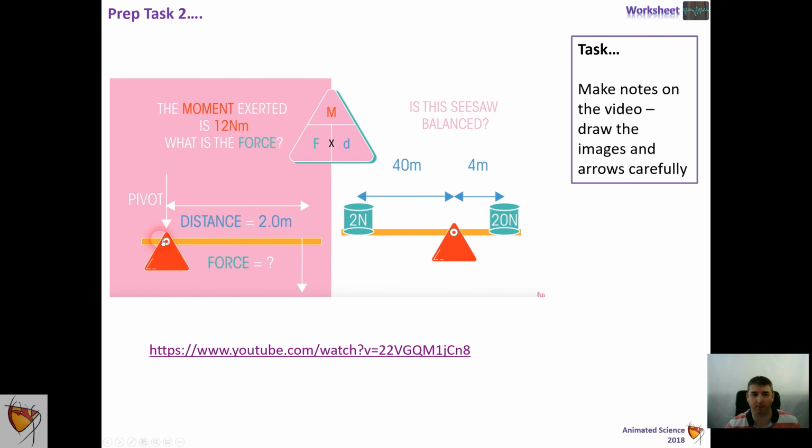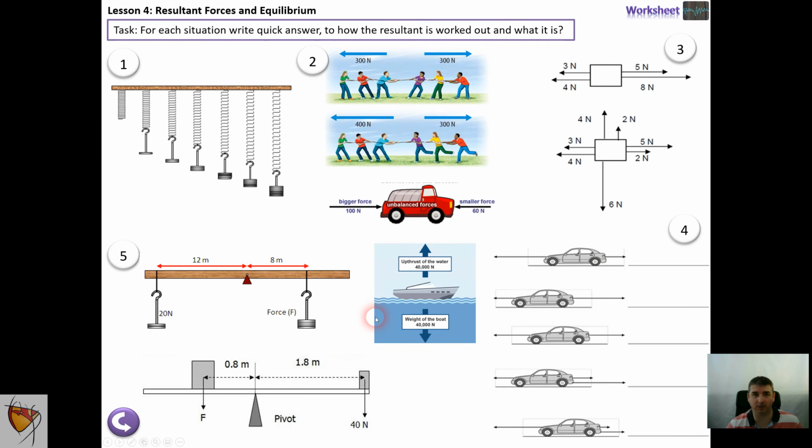So it all starts off from a pivot point. We have a distance and a force acts from the distance, and when we do a force times the distance, we call it a moment. So the video goes through it quite nicely, and it takes you through how to work out these balanced seesaws or unbalanced situations. You can then have a go at the worksheet.